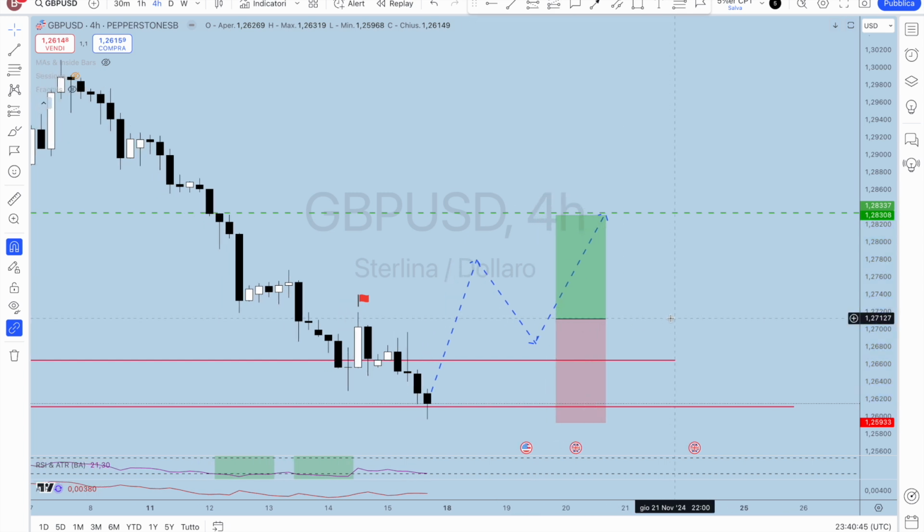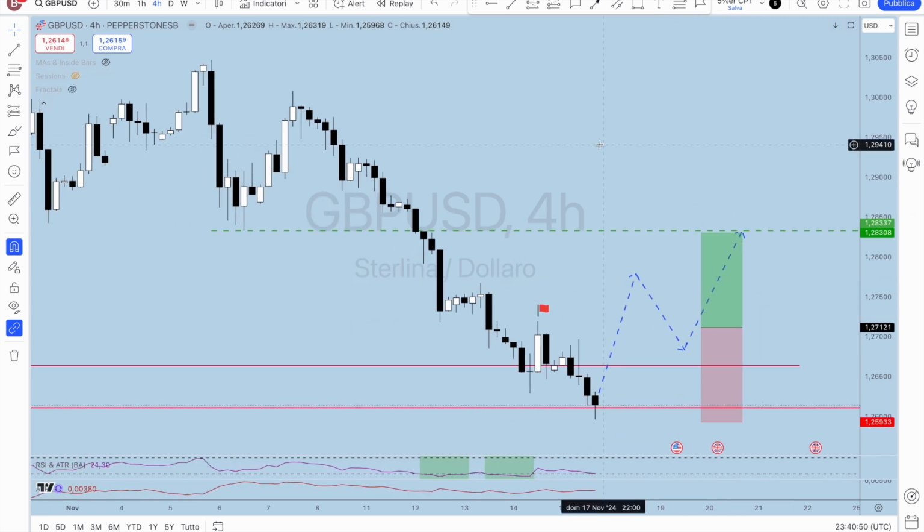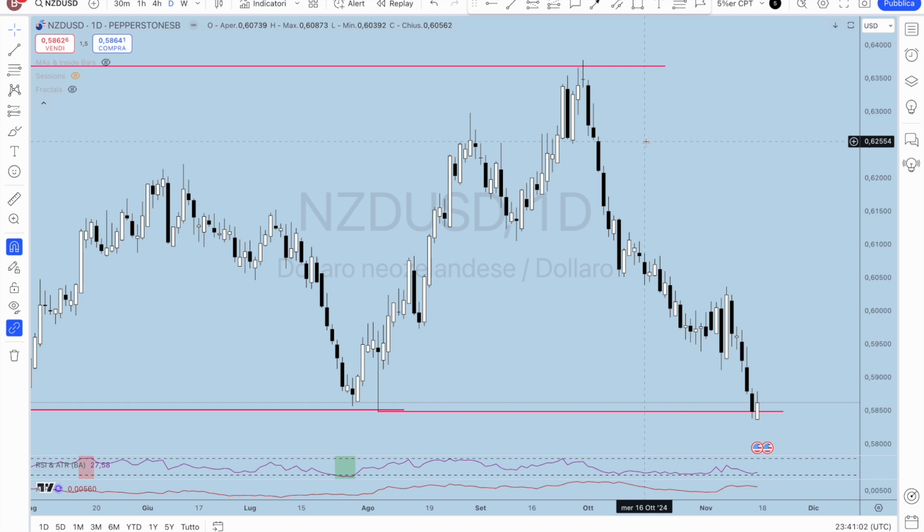So this is my trade. Let's see how it works out next week. On to the next one. Next pair I'm looking to trade next week is New Zealand USD.